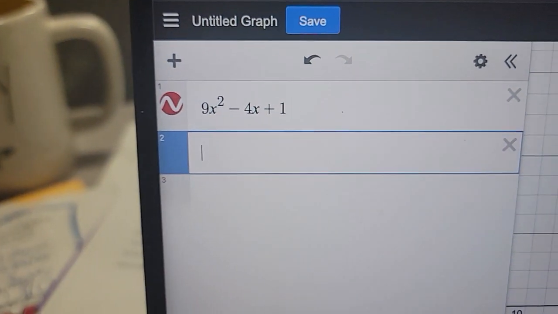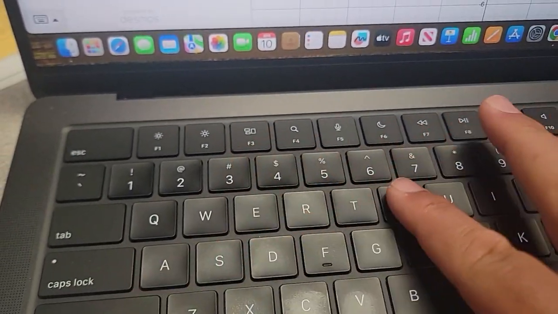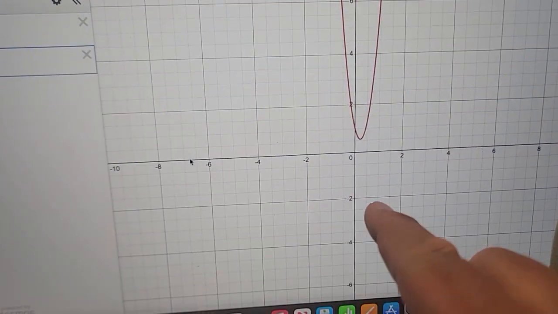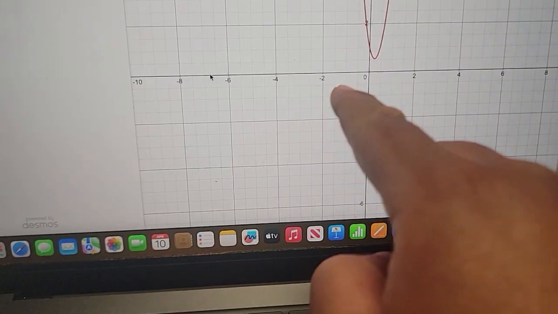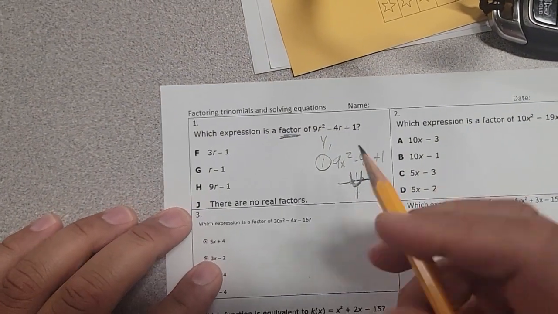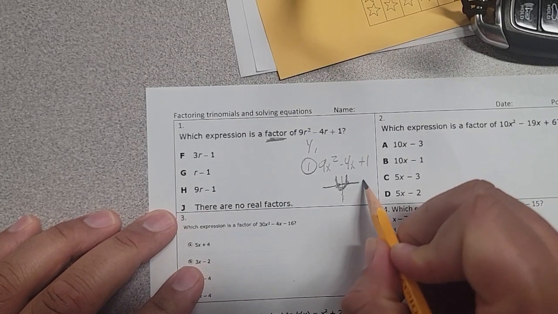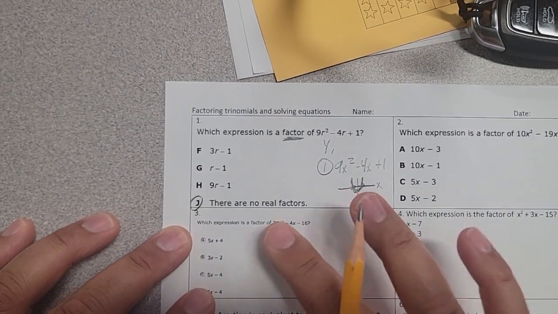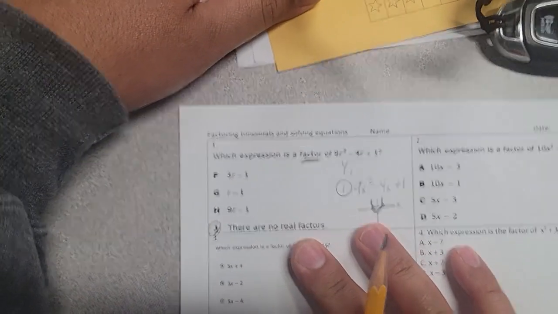All right, so let me move the camera. So there you go. That's what it looks like. Now to make this 2 right here, you have to hit the Shift 6 button. This little arrow makes it an exponent. Now the problem with this one is my x-axis is down here, but this U shape doesn't even cross it. So I need it to cross. So automatically, because I don't have anything crossing the x-axis on this one, there's no real factors. So that's actually pretty easy.